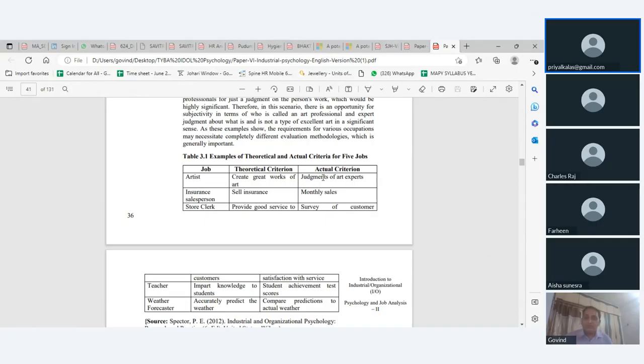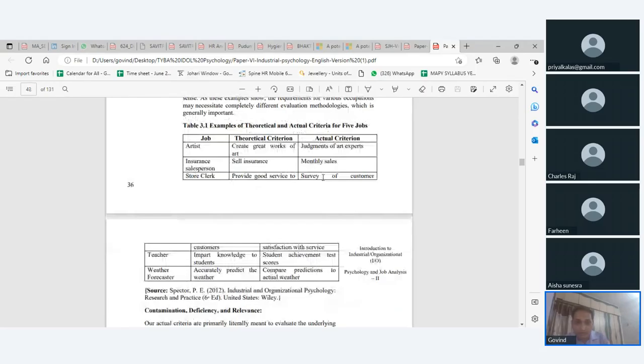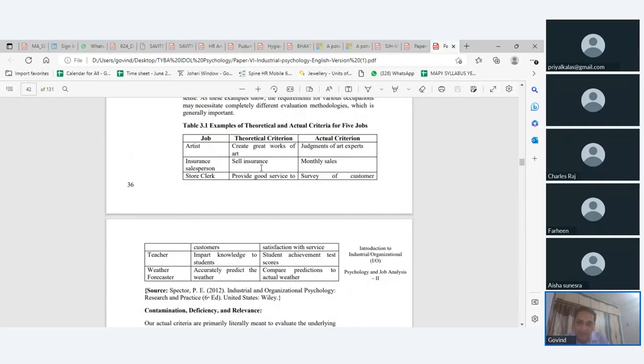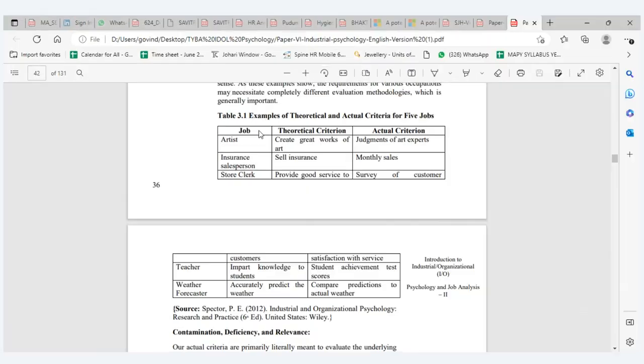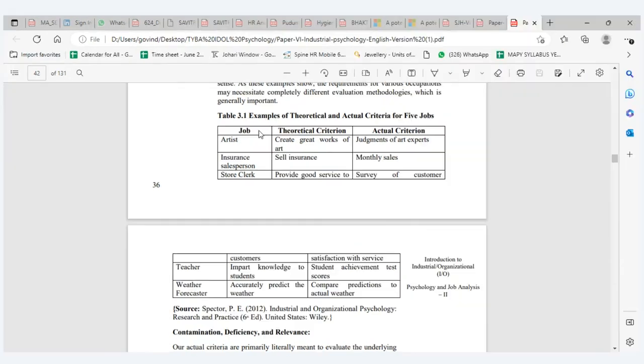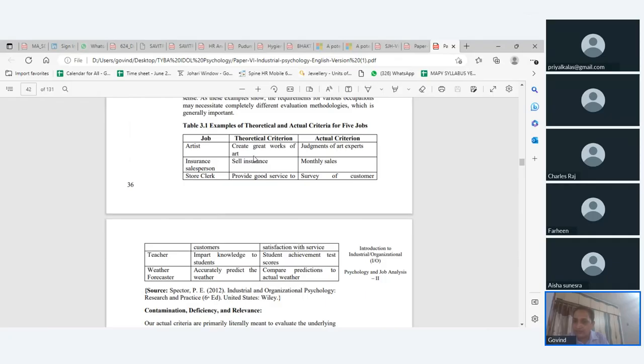Got it? Yes. So again, to everyone, please remember, Priyal, since you are working, you can now put more thought in your answer. Not necessary that you need to remember this job, theoretical criterion, actual criterion. You just need to understand the concept. Job means basically a role. You can write IT recruiter, a Java developer, admin manager, housekeeping, a trainer, a project manager, project lead, anything. For theoretical criterion, you will just write a job description. In actual criterion, you try to quantify it. Got it?